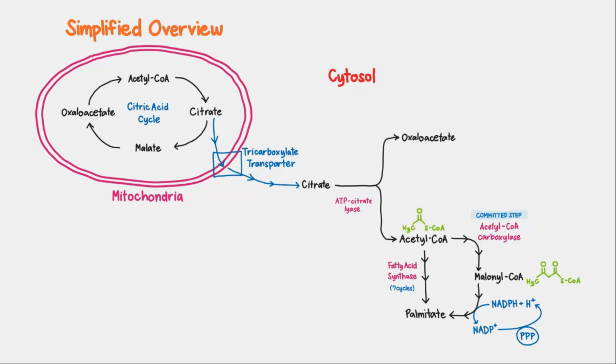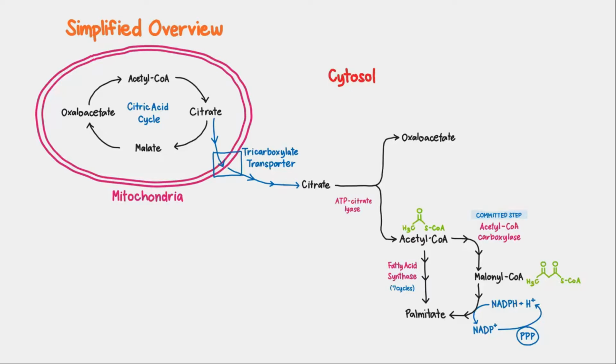This is the committed step, and therefore it is the one that is rate determining and highly regulated. Now, acetyl-CoA and malonyl-CoA, with the help of the enzyme fatty acid synthase, will form fatty acid chains until the acyl chain corresponds to palmitate, which is our end product here. Bear in mind that fatty acid synthesis or lipogenesis takes place for 7 cycles until it forms the palmitate product. Now, lipogenesis also needs reducing power, which is the NADPH.